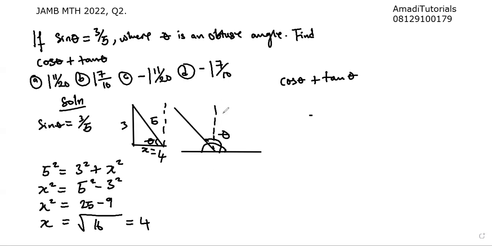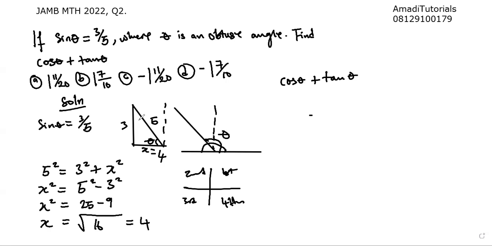So having known that in mind, in coordinate geometry, we usually have 4 quadrants. This is the first, second, third, and fourth. In the first quadrant, all the trig ratios are positive. Sine is positive, cos is positive, tan is positive. On the second quadrant, only sine is positive. On the third quadrant, only tan is positive. On the fourth quadrant, only cos is positive. You understand?